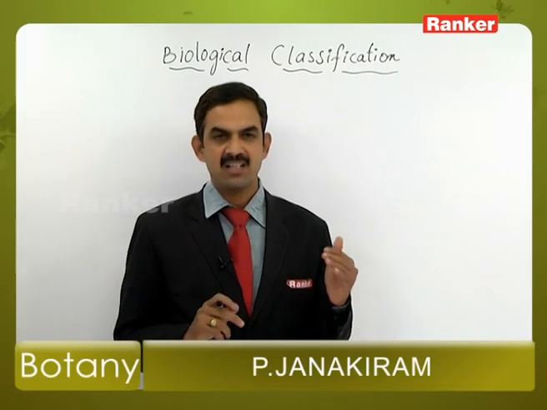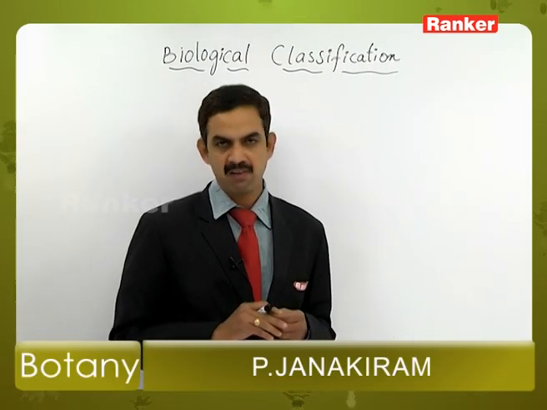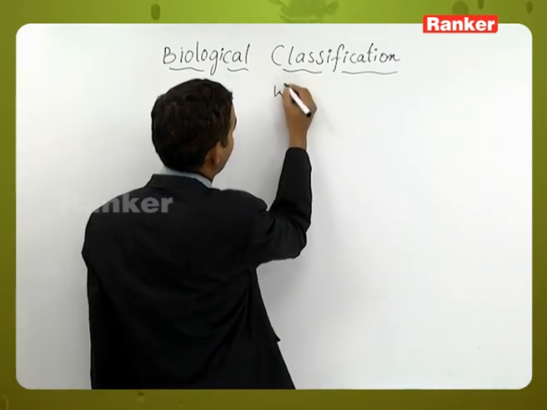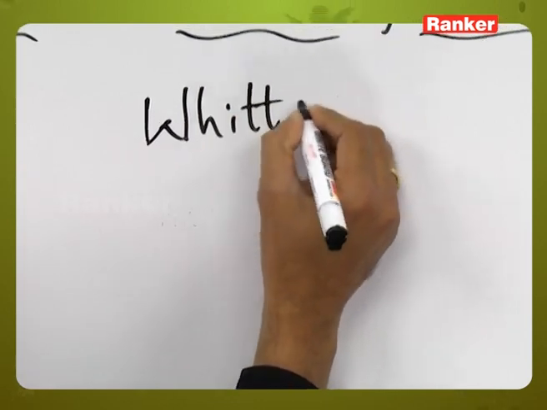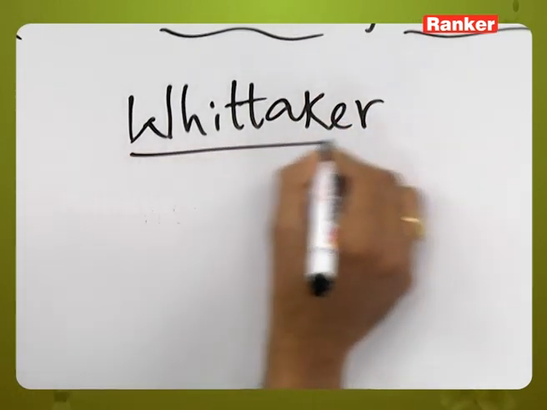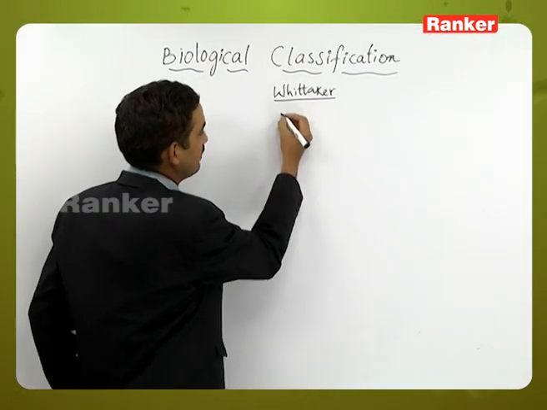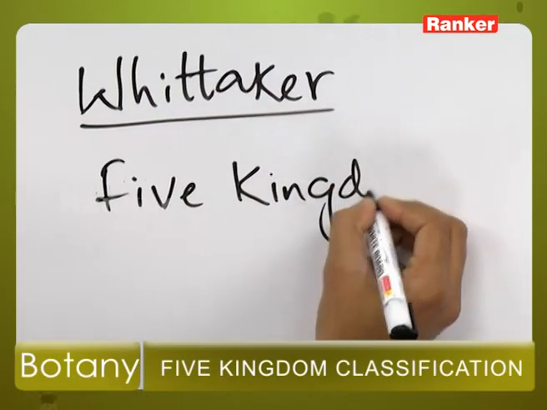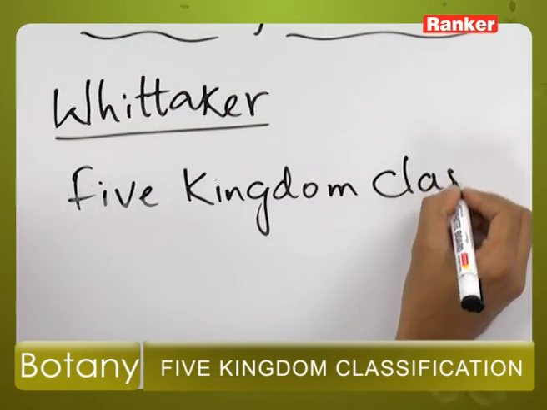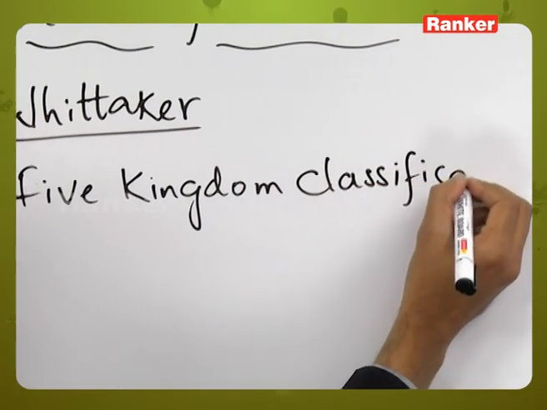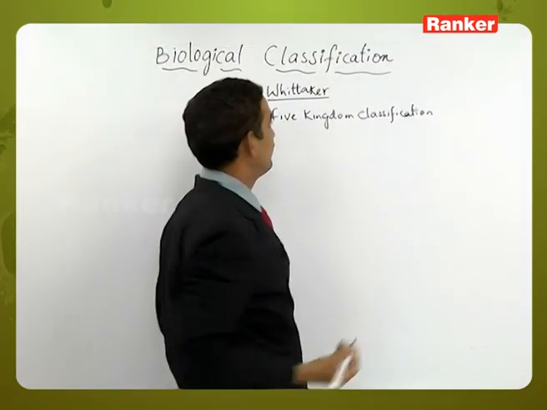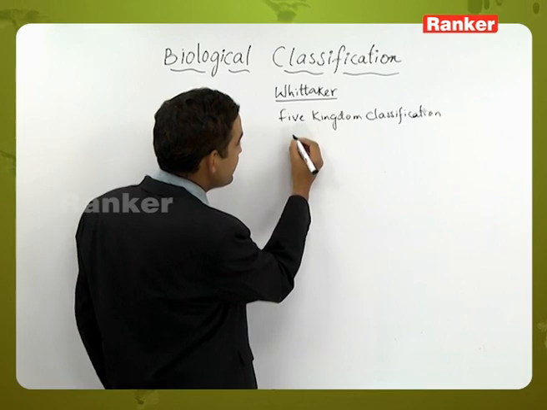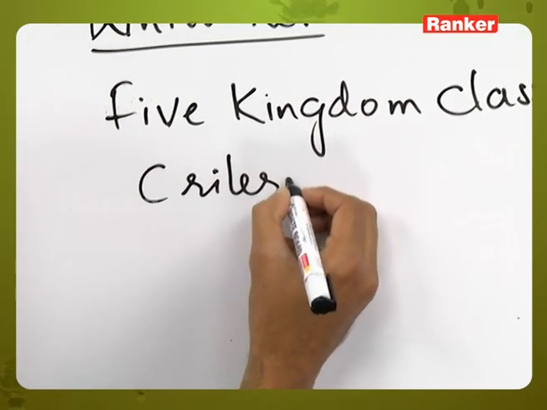Likewise, many scientists had tried to give classifications starting from civilization. So likewise here what happened? The next one is the Whittaker classification. Whittaker had given a classification called the 5 kingdom classification. He had categorized the living organisms into 5 kingdoms, and what was the criteria that was followed by this scientist?